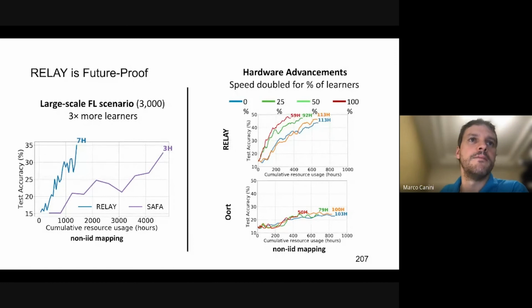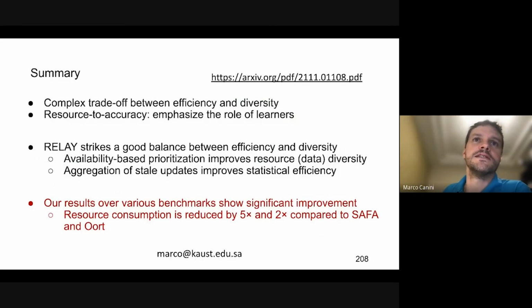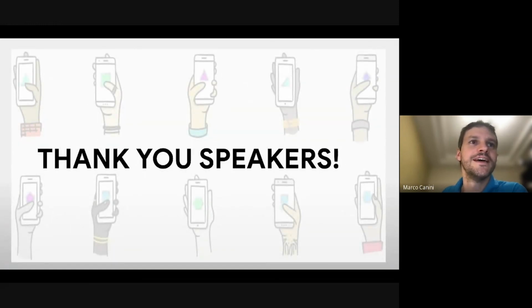Okay. So I'll summarize. Relay basically takes this view, which is to emphasize the role of the learners so that we can improve in terms of resource to accuracy. And we navigate this complex trade-off between efficiency and diversity. Ideally, we really want to strike a good balance between this. We do so by sampling the clients, prioritizing based on their availability, and allowing for aggregation of stale updates. And this has significant benefits in terms of lowering the resource consumption without having too much impact on the time to accuracy. Thank you, and again, apologies for the noise.